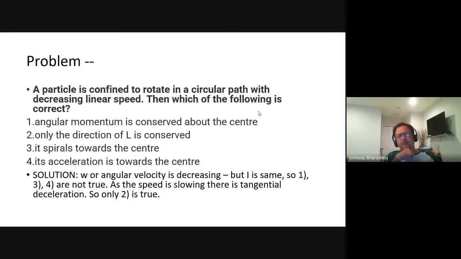Its acceleration is towards the center? No, its acceleration will have two components because it also has an alpha tangential component, right? So the acceleration has two components, so the statement that its acceleration is towards the center is false. Only the direction of L is conserved.